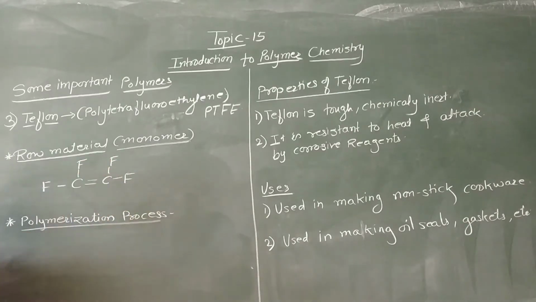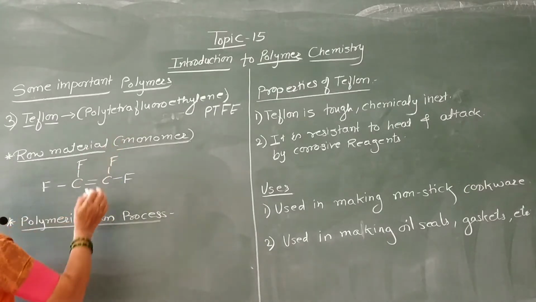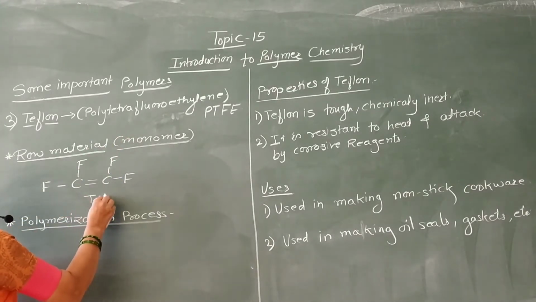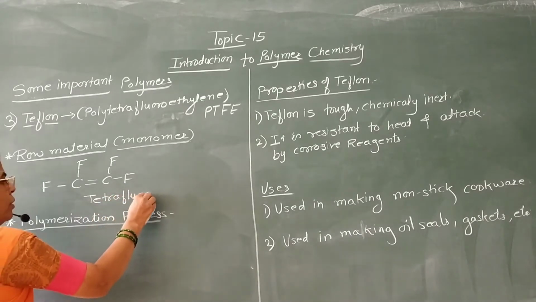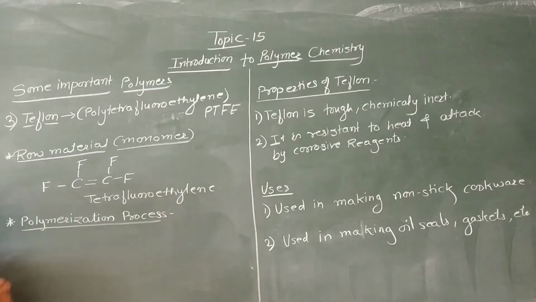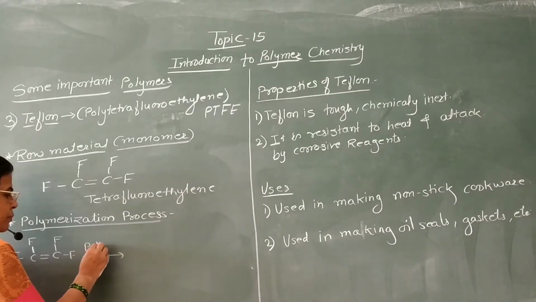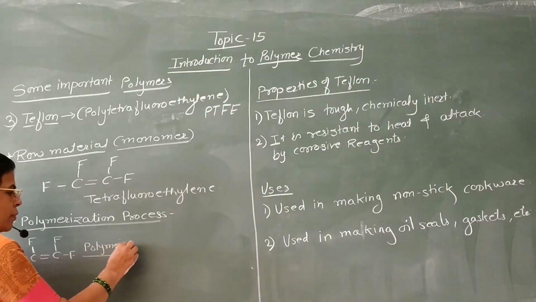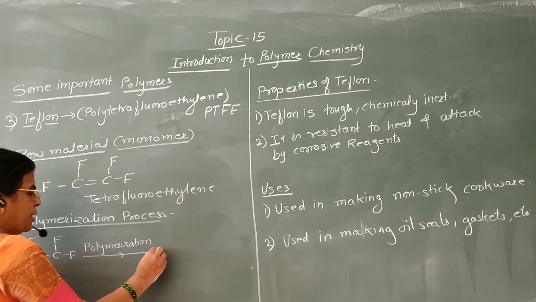That is, all 4 hydrogen atoms from ethylene are replaced by fluorine. Therefore, the raw material of this polymer is tetrafluoroethylene or tetrafluoroethene. Now we are going to see the polymerization process. When n molecules of tetrafluoroethylene undergo polymerization, this polymerization is carried out in presence of a peroxide.